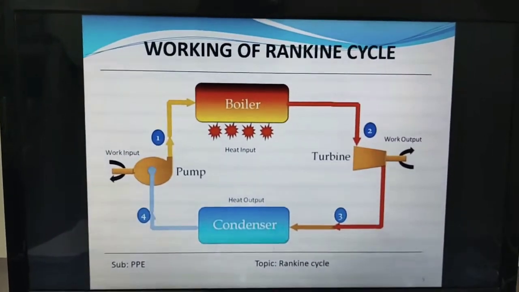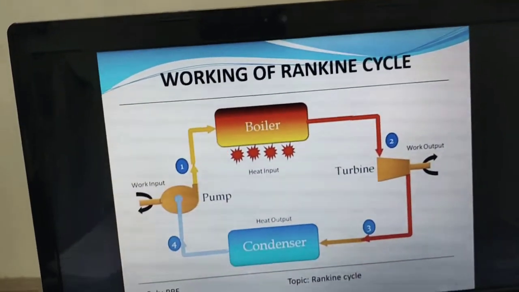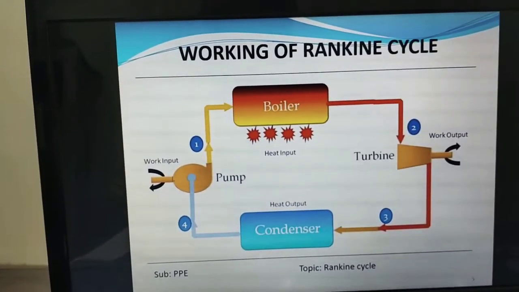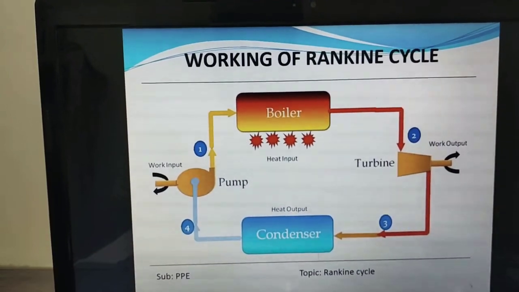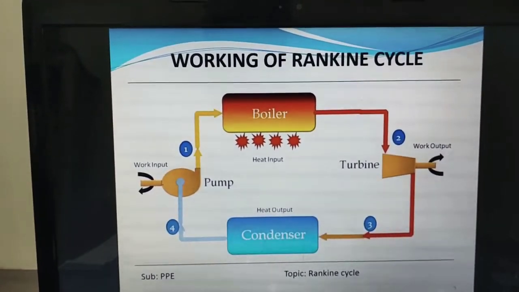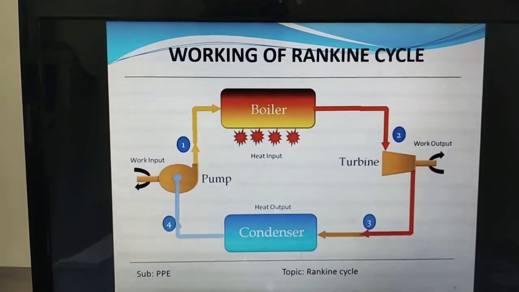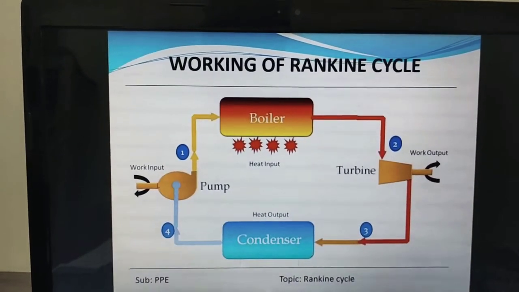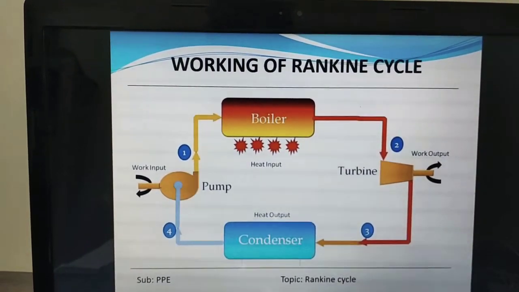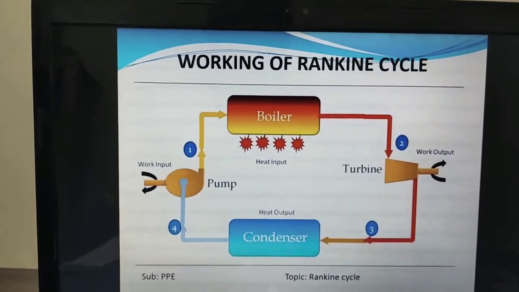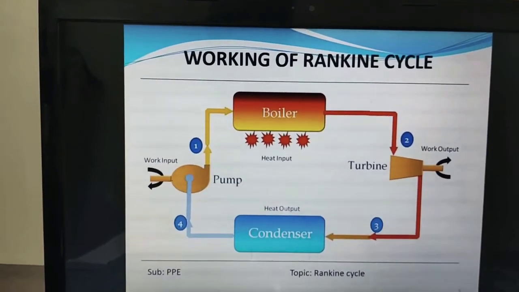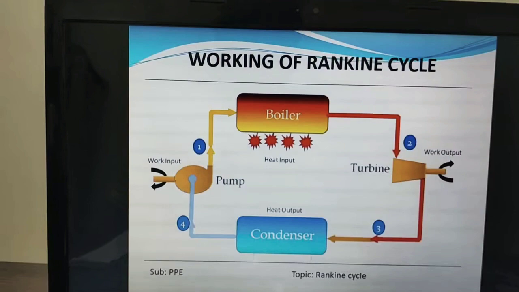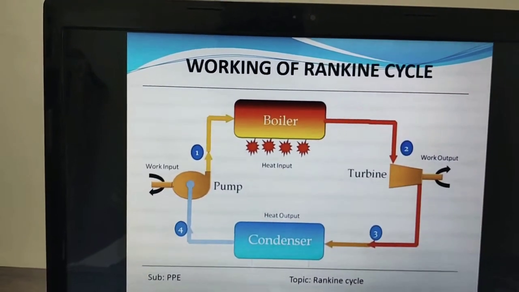Now, the working of Rankine cycle. A steam power plant basically works on the Rankine cycle, in which steam and water both are used as the working fluid. In the boiler, steam is generated from water by using heat of the flue gases, which is produced by burning of the coal. The steam expands in a turbine, which produces mechanical power. The output power of the turbine is utilized to run the generator.